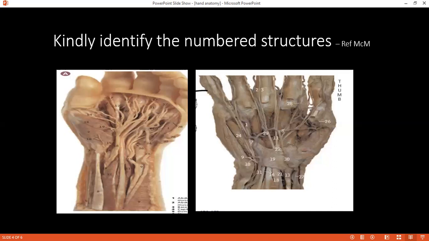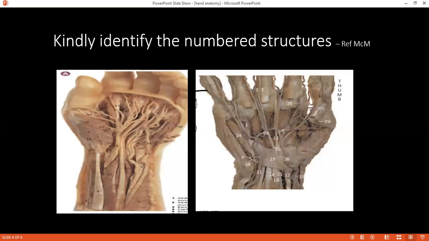In the hand, what are the movements which are present? We have flexion, extension, abduction, adduction, and circumduction. I can't remember that.